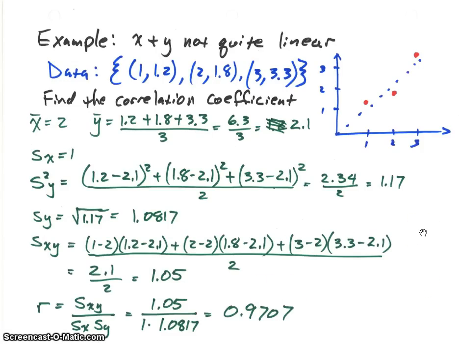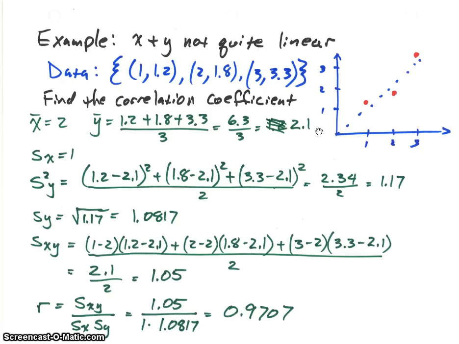For a data set that isn't quite linearly related, I use the same x values, 1, 2, and 3, but I changed the y data a little bit, 1.2, 1.8, and 3.3, and I made a small sketch over here of the data. So the mean for x is going to be 2 again. For y, we just sum up the values and divide by 3, and we end up with 2.1 for its mean.